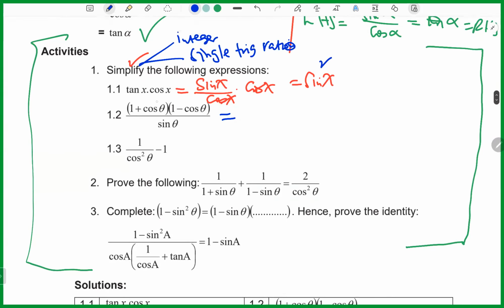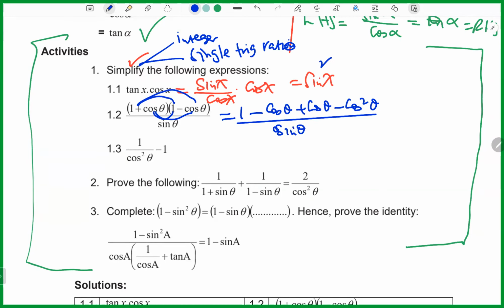So we multiply here. We multiply 1 by 1, you get 1. You multiply 1 by the cosine, which is minus cosine theta. You multiply this by that, which is plus cosine theta. You multiply this by that, which is minus cosine squared theta. You divide everything by the sine of theta.